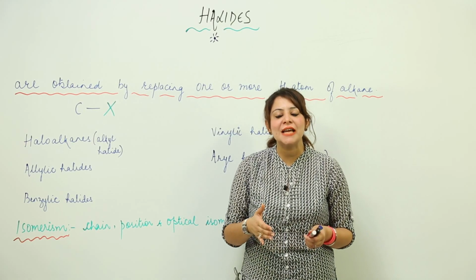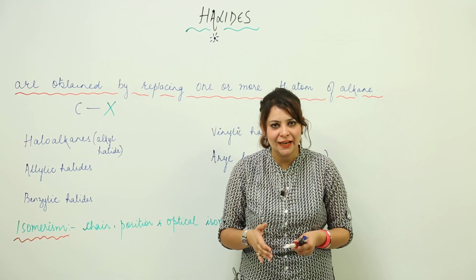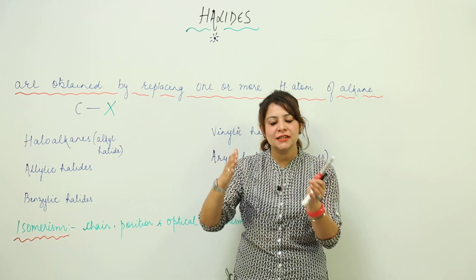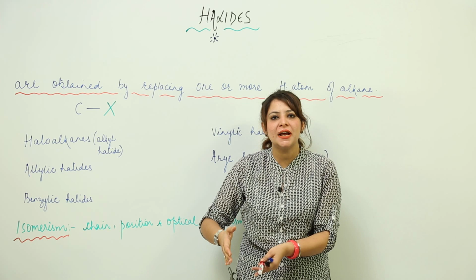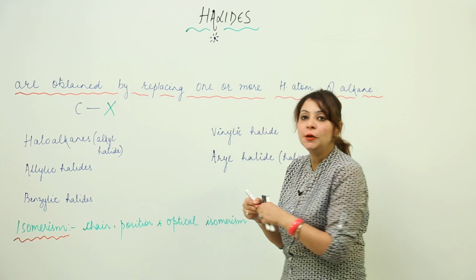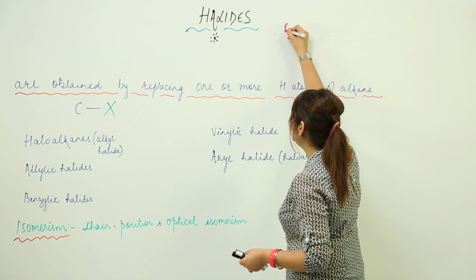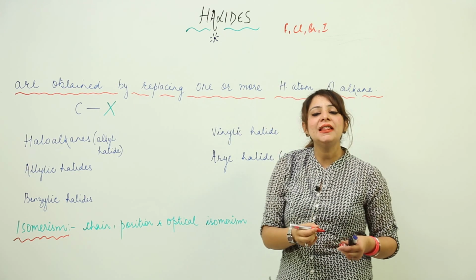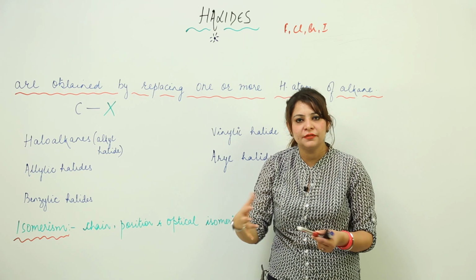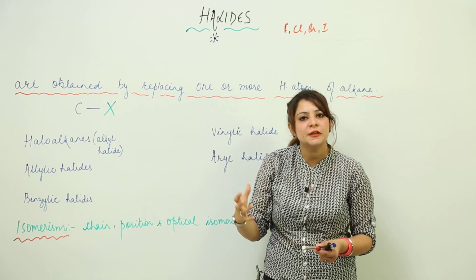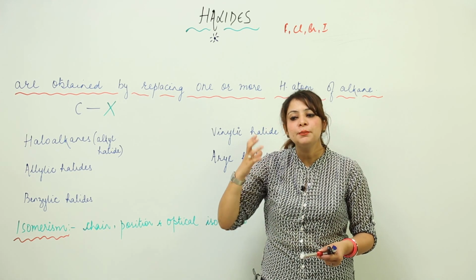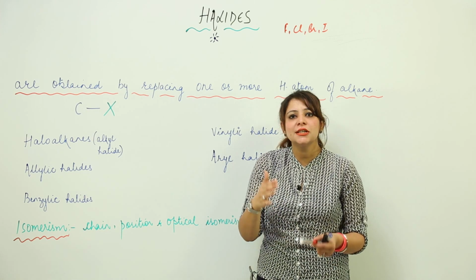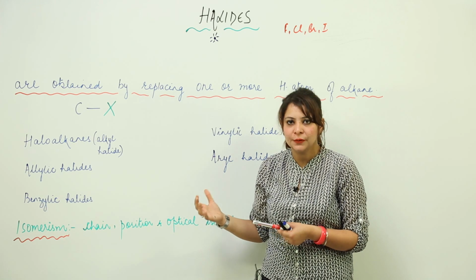Now we are going to start with a new topic, that is halides. As you are all aware from the periodic table, group 17 comprises the halogens, that is the salt producers: fluorine, chlorine, bromine and iodine. When they react with some compound, they form their respective halides. One of the important halide compounds is the haloalkanes. So this is what we are going to start in this chapter.